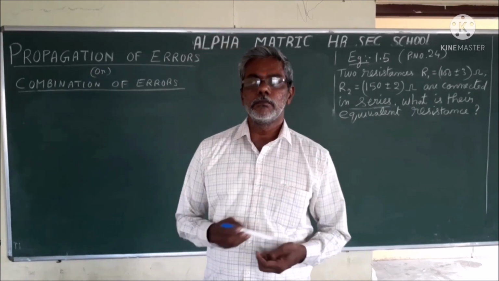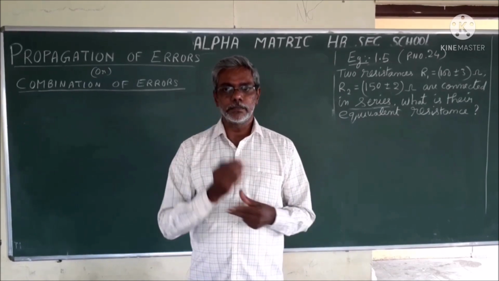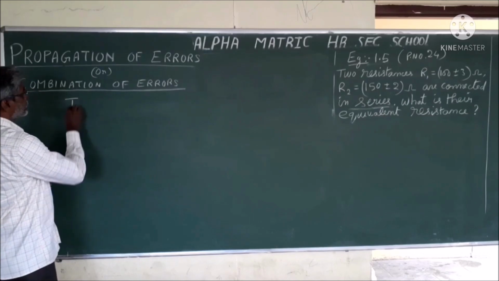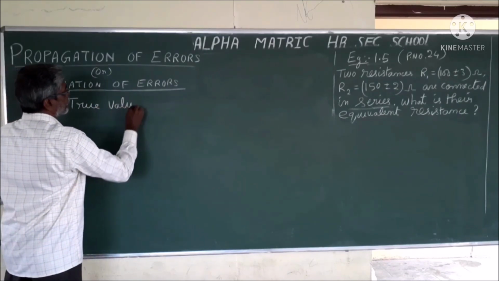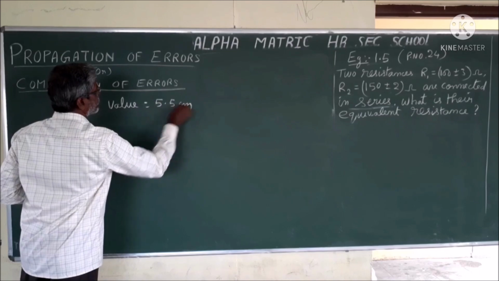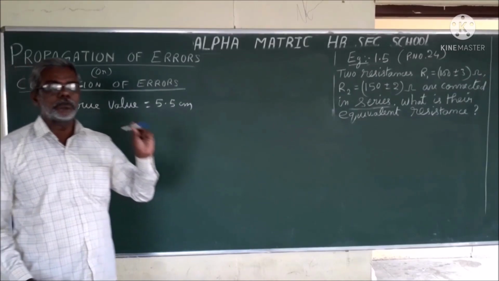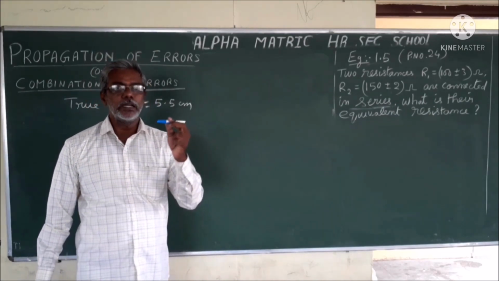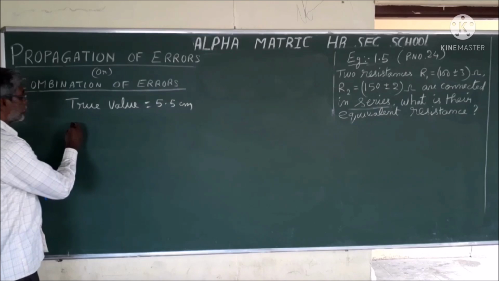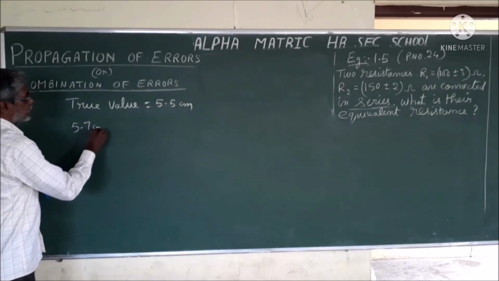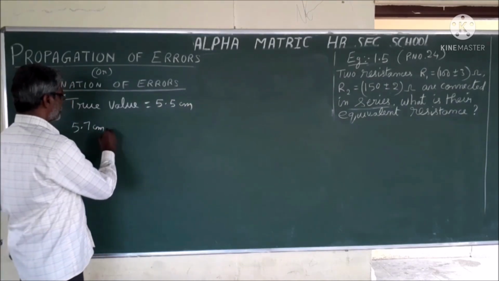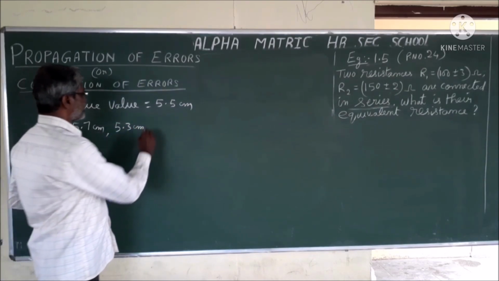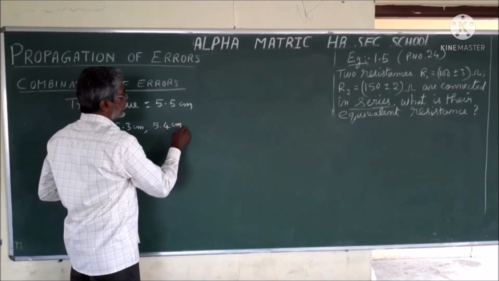Now, if I want to measure the length of this pen, the actual value, that is the true value, of this pen is 5.5 centimeter. Now, I am going to measure this value the first time. It shows 5.7 centimeter. The second time I am measuring, it shows 5.3 centimeter. The third time I am measuring, it is 5.4 centimeter, and so on.